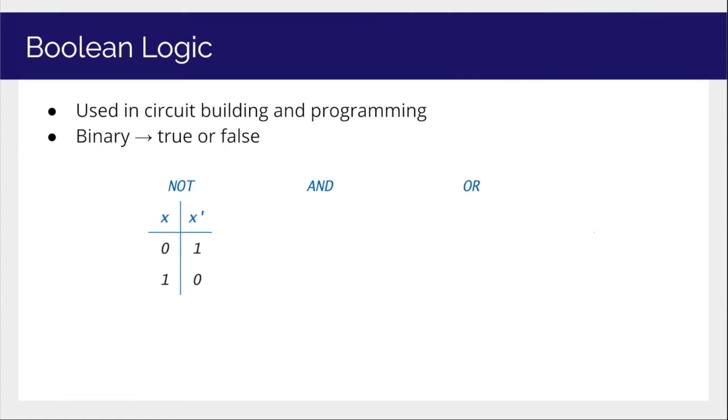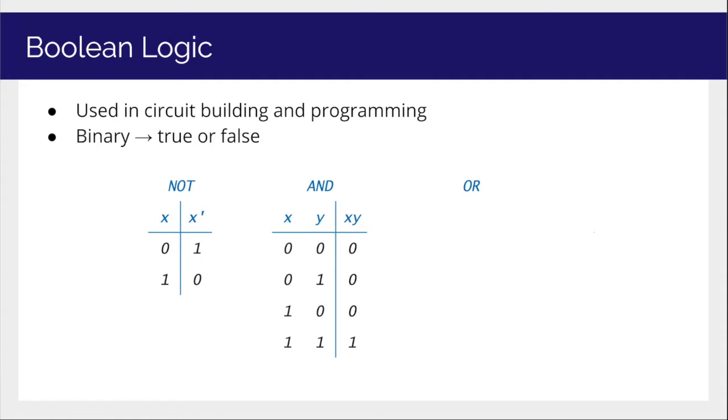In, say, a circuit, if there's electricity flowing, then that would be a 1, so x will be 1. But if there's a NOT gate there, or NOT operator, then the output would be 0. Next we have the AND, and this takes in two inputs. Each of these inputs, once again, can either be true or false, 0 or 1, and the AND function returns true or 1 if both x and y are 1.